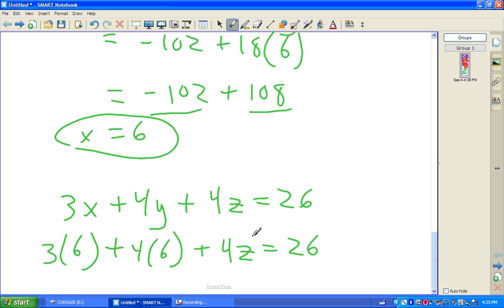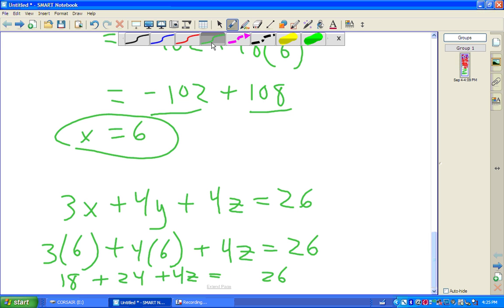And we're going to solve for the only thing we don't know, which is z. Okay, so here we go. Looks like I'm out of space, so this is going to be an 18 plus a 24 plus a 4z equals 26. You can forget about this thing, it's not a minus sign. Better erase it. Okay, and what this means is 18 and 24 give me 42.